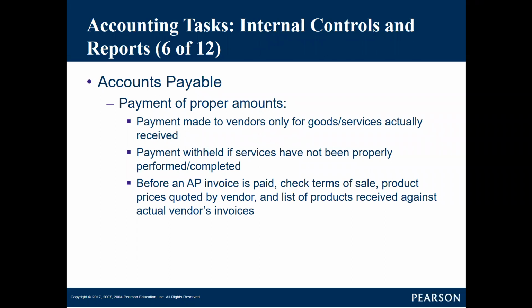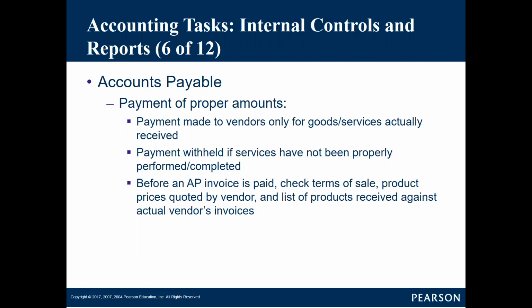So the payment of proper amounts, right? It's the payment made to vendors only for the goods and services actually received. Payment is withheld if services have not properly been performed or completed. So for a hotel, if you have a vendor who drops off linen, you're going to have somebody receive that, and they're going to have to count and make sure that the actual count received is what they are charging you for, and that the linen is in a condition that is acceptable for use within your property.